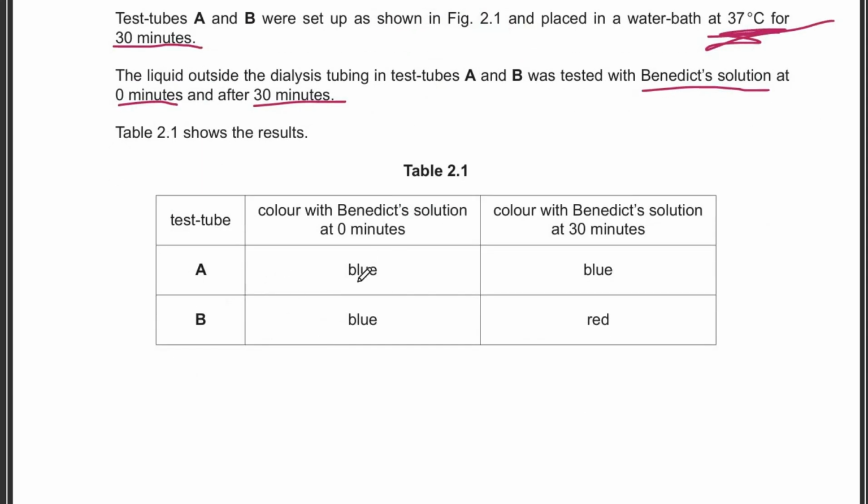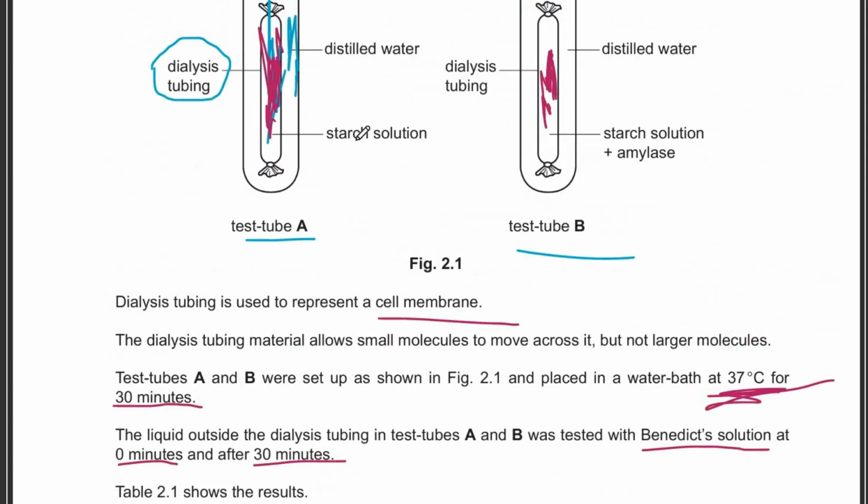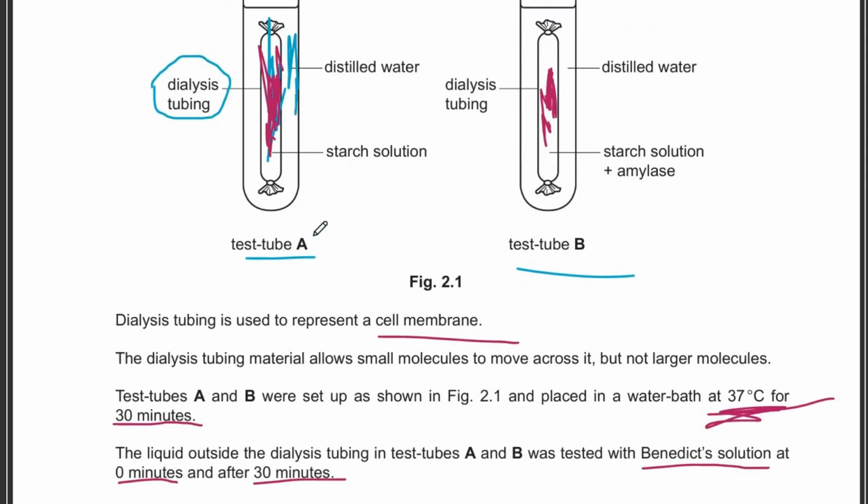And we have test tube A and test tube B. Test tube A was blue at 0 minutes, and test tube B was also blue. Sorry, and at 30 minutes test tube A was also blue. So what was present in test tube A? Starch was present in test tube A, and Benedict's solution gives results when there are reducing sugars present. Starch is not a reducing sugar. It has no enzyme present in it, so it will not be digested into simpler reducing sugars. So the result of the test will be negative.